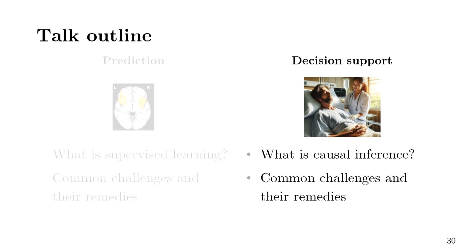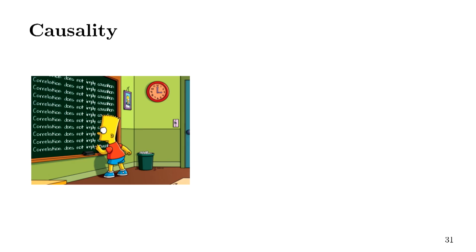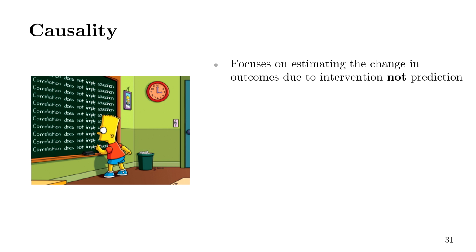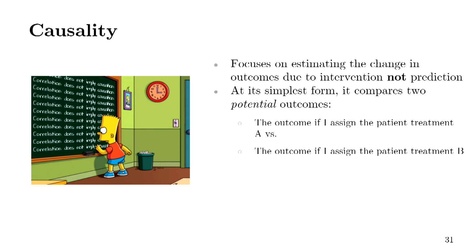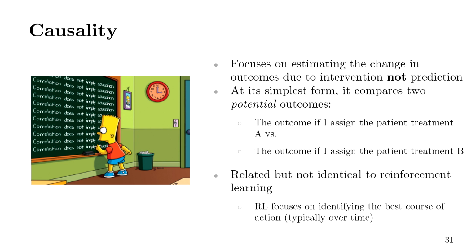So we're going to talk a little bit about how machine learning models can help us answer causal questions. Hopefully, we are all in agreement that correlation is not causation, and everything that we just talked about is encoding correlations in the data, not causal relationships. So when we're asking questions about causality, we're focusing on estimating the change in outcomes due to an intervention. At its simplest form, we would be asking, what is the outcome for this patient if I give them treatment A versus treatment B? The difference between those two outcomes is what I am interested in.